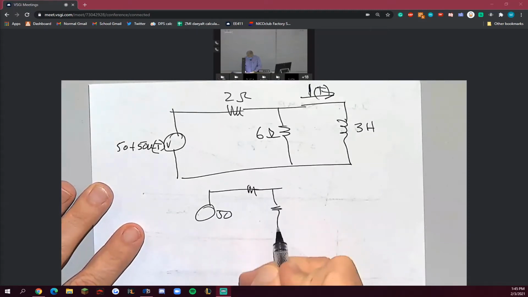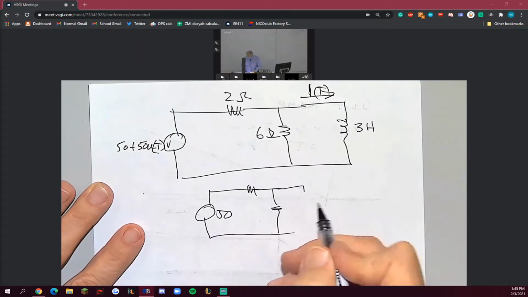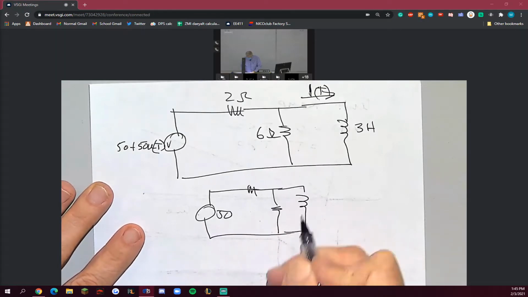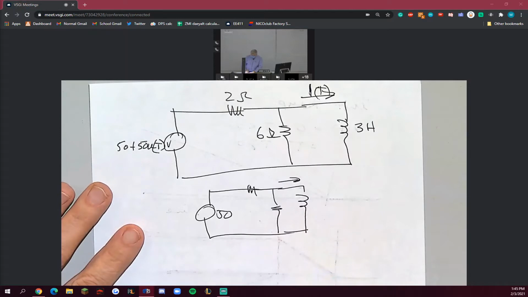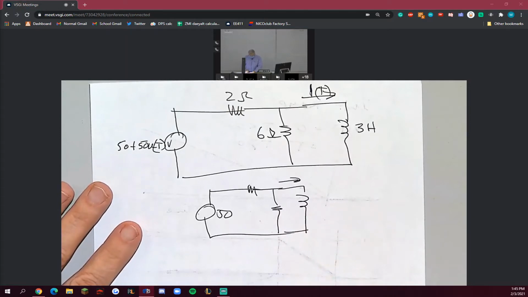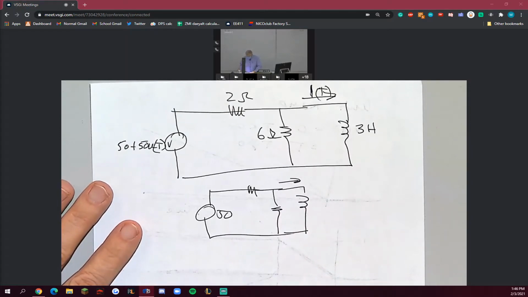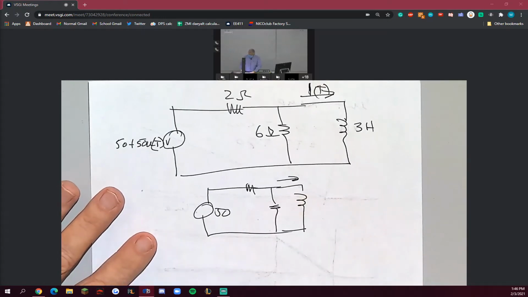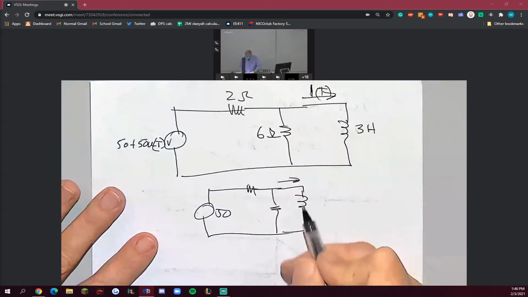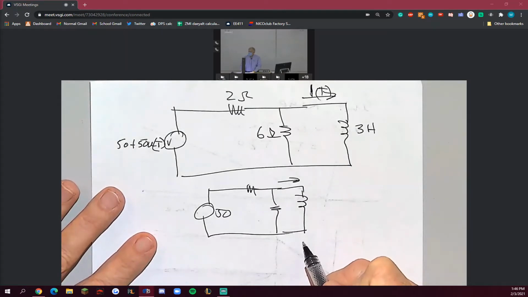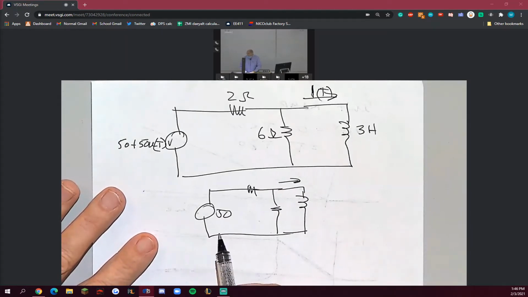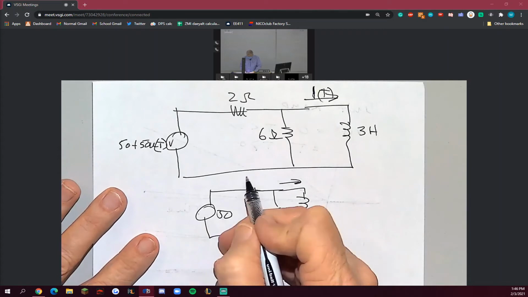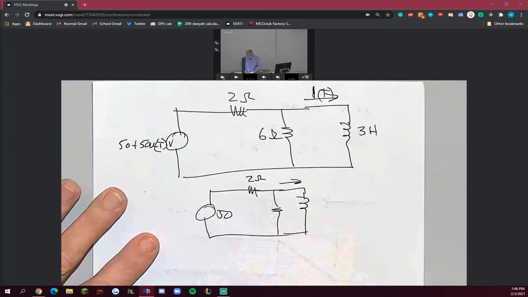resistor, resistor, and the inductor out here. We're looking for the current. And so before t equals 0, things have stabilized. The inductor acts like a short circuit. So what we think we've got here is 50 volts, 2 ohms, and a short circuit.